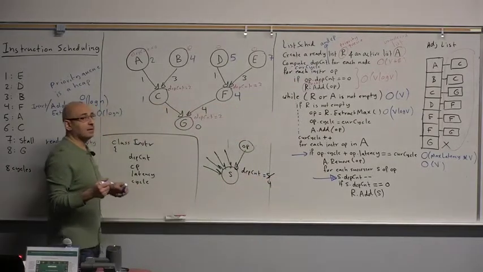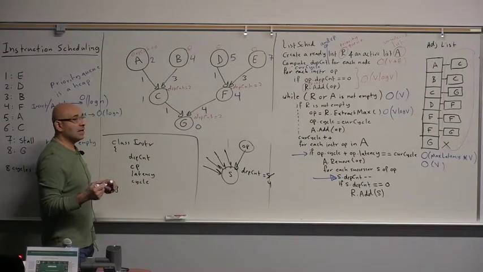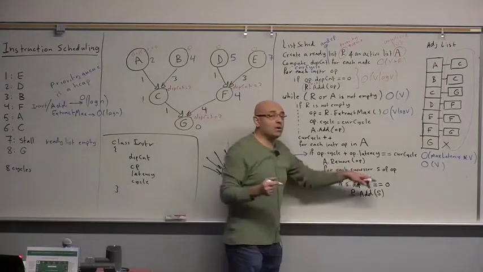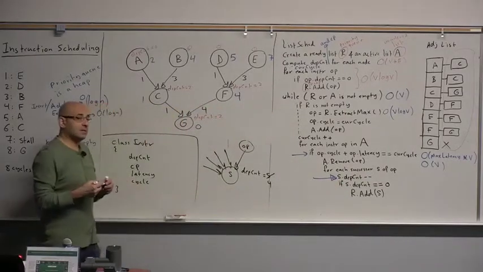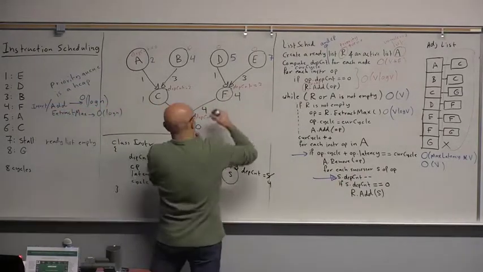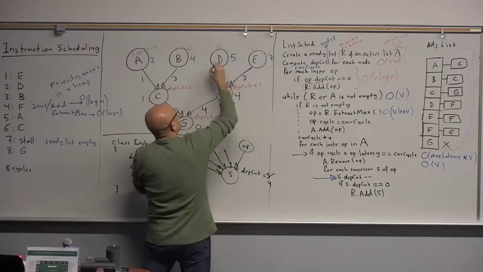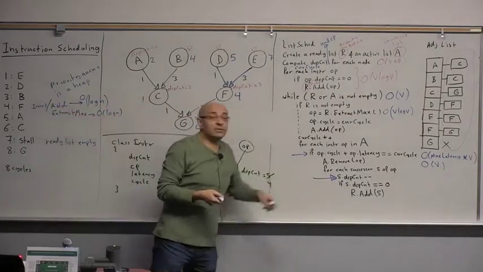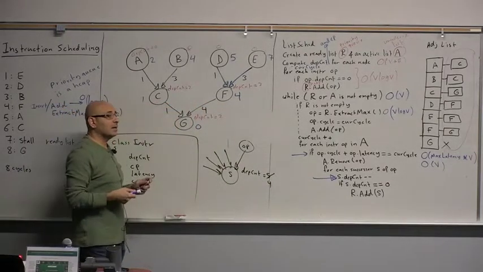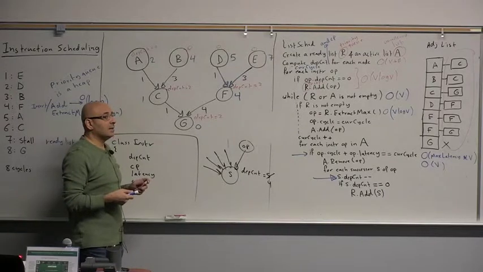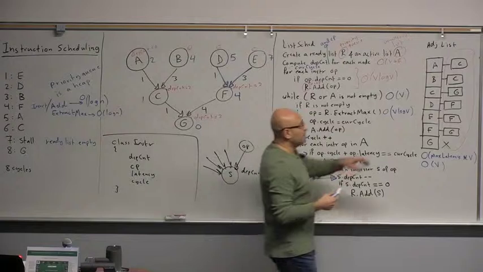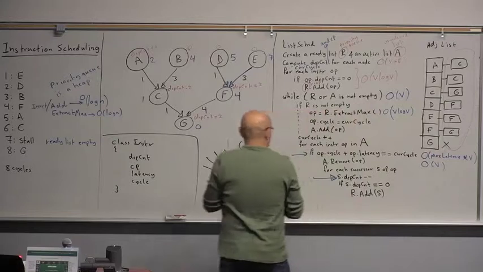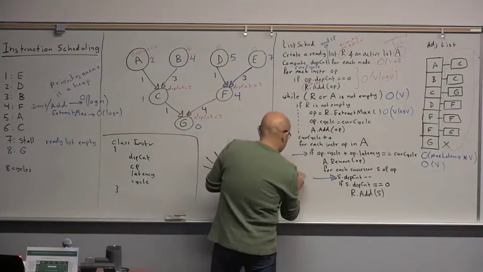Every time something gets removed from the active list, we go through all successors. So how many times will this line get executed? However many elements are in that adjacency list, which is the number of edges in the graph. This is E, the number of edges in the graph. So this is going to be O of E.